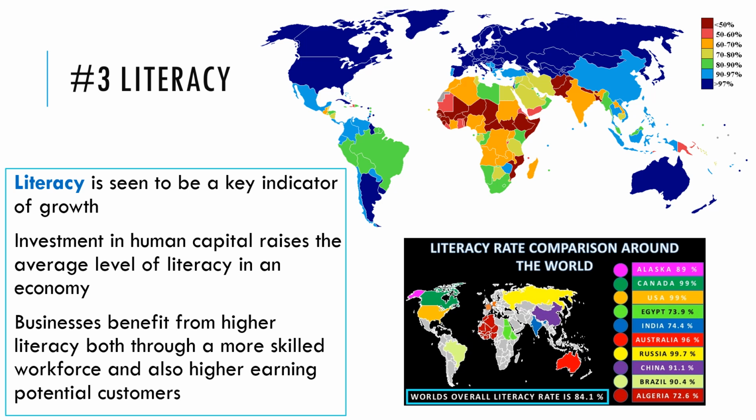Again, on the right hand side here, we have some comparisons of literacy rates around the world. And again, the correlation between GDP per capita and literacy is fairly strong. North America and Europe tend to have the highest literacy rates, and then sub-Saharan Africa and Central Africa tend to have the lowest.